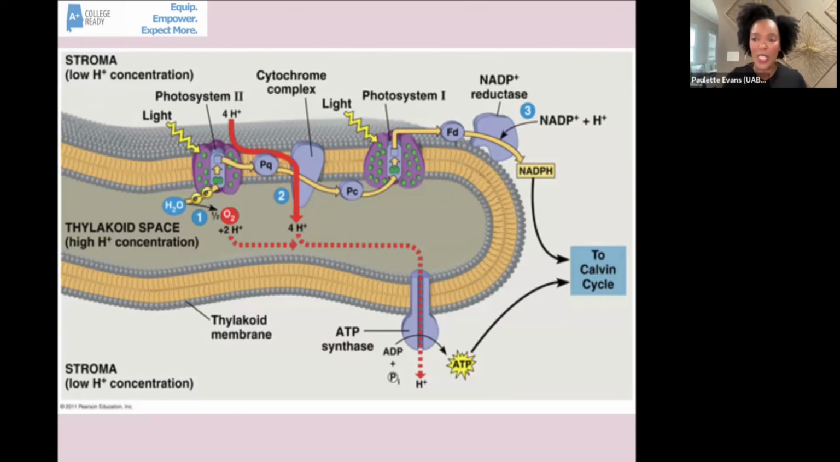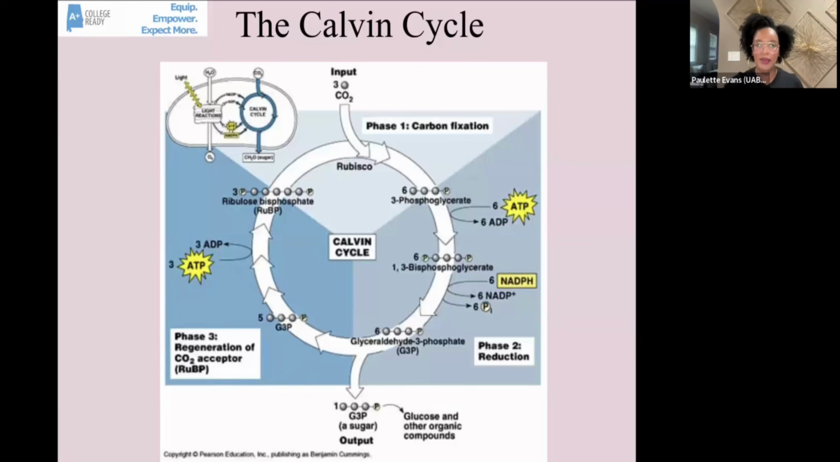It's pretty cool, huh? So the two molecules that will go to the light-independent reactions of photosynthesis are NADPH, carrying our electrons, and ATP, which is carrying our high energy phosphate groups, or bonds between our phosphate groups in ATP, which are going to be used in the Calvin cycle or the light independent reactions to build our sugar.